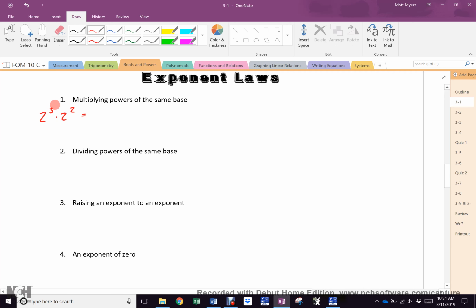Because they're being multiplied, this is 2 times 2 times 2, correct? What's that? 2 times 2. And they are being multiplied together. And you see that I end up with 2 to the 5th. That is why it works. Now, what do you do? If I have x to any exponent, times that same base to another exponent, the answer is x to the a plus b. Everybody good?